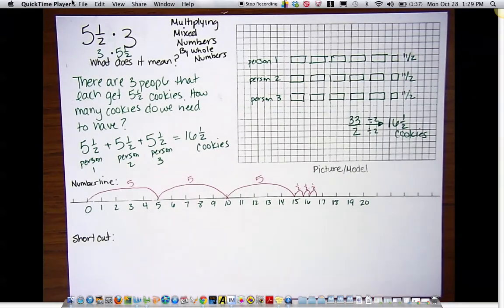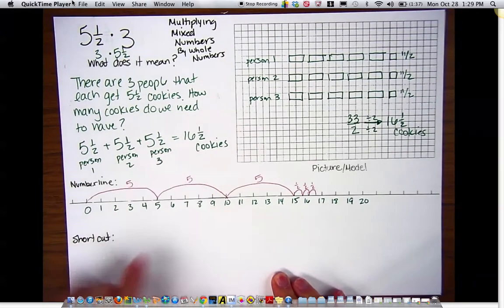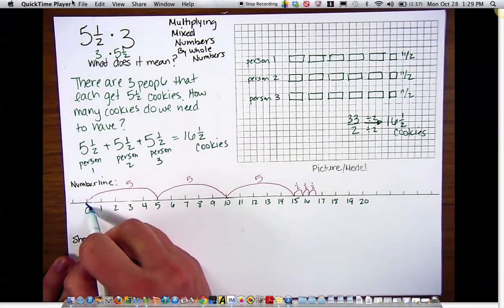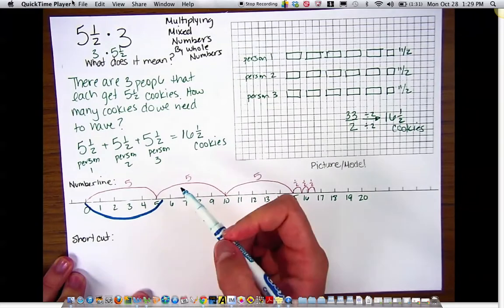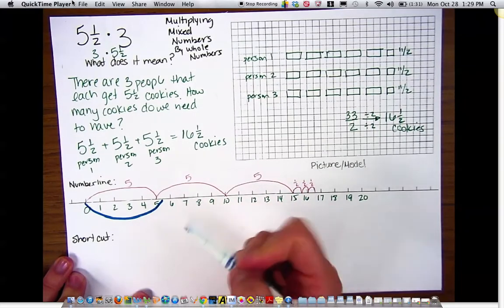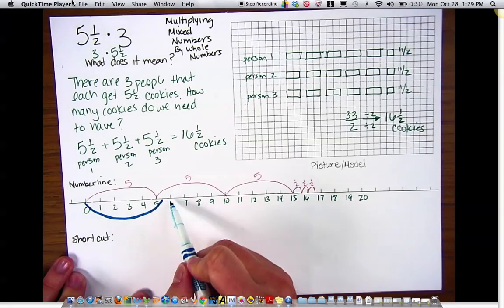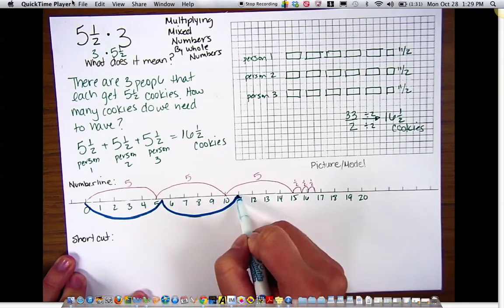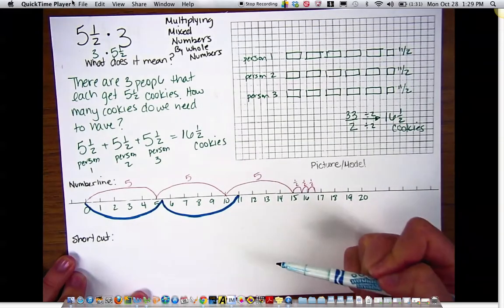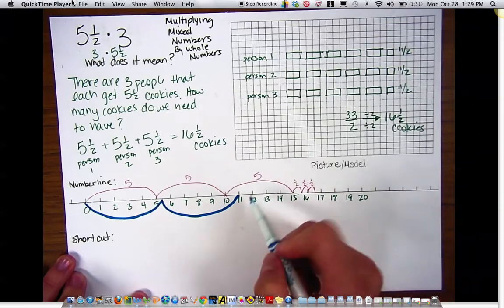Another way I could show this is I could just go straight to 5 and a half and do it exactly as the problem is written here. So go from 0 to 5 and a half. This one I have to do a little bit more counting. I can't just count by 5s. So I know a half takes me to 6, and then 6 plus 5 is 11. So my next stop is going to be 11. Now 11 plus 5 is going to give me 16, and then 16 plus a half is 16 and a half.